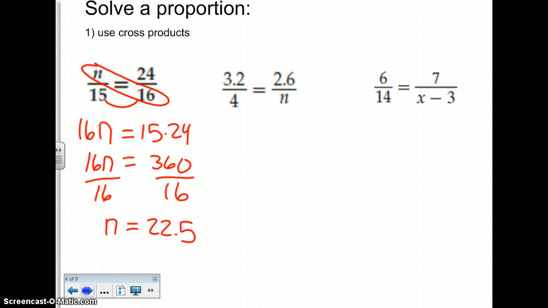This next one, again, I could treat it as a one-step problem, multiply by n on each side, and make a really long drawn-out process. I would avoid that and not use that in this instance. Again, I'd cross-multiply and go 3.2 times n is 3.2n, and then on the other side we have 4 times 2.6.